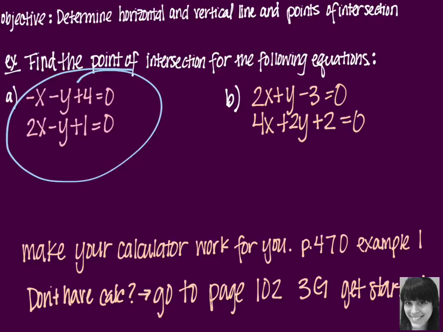Now, if you don't have your calculator, that means you have to do it by hand. And that sucks for you, right? But what you're going to do for the rest of the period is go to page 102 and do 3G. Do not leave this building without putting that in my box. You have more than enough time to do this problem set. Do not leave the building until it is done. Do not leave this classroom until it is done. It needs to be in my box.